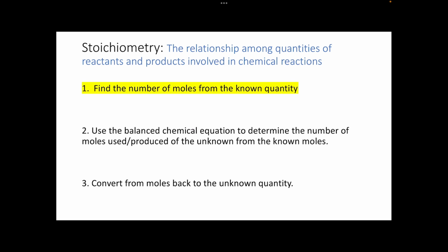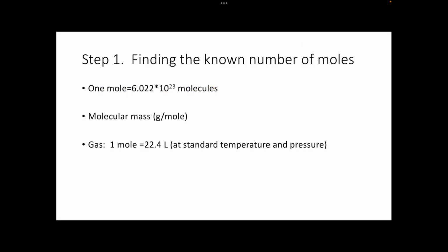Okay, so let's talk about step 1. Finding the number of moles from the known quantity. All right, we're going to use 3 different things to do that. There are 3 conversions we can use, and this depends on the units that your known quantity is in. The first thing we can use is Avogadro's number, which tells us that 1 mole equals 6.02 times 10 to the 23rd molecules.